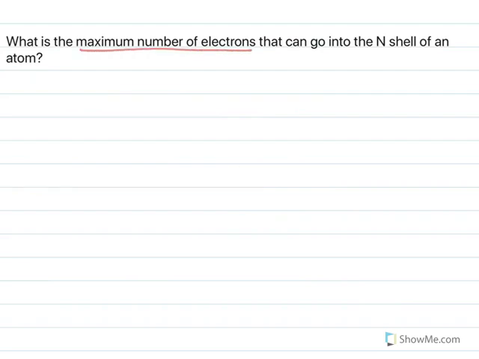Now the maximum number of electrons for the N shell. So N shell is the fourth shell.